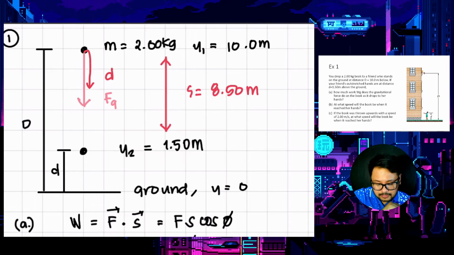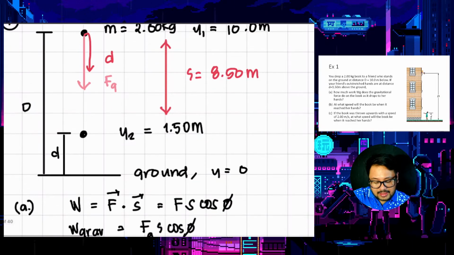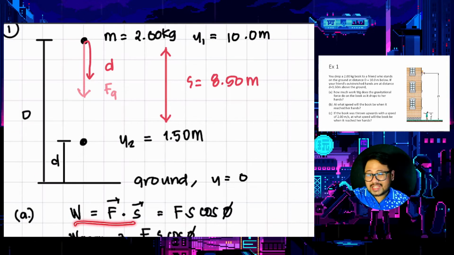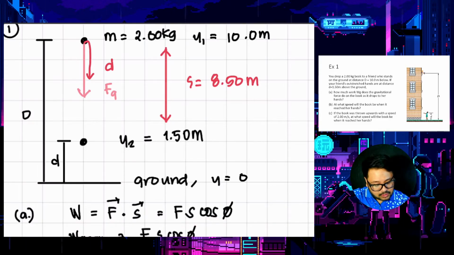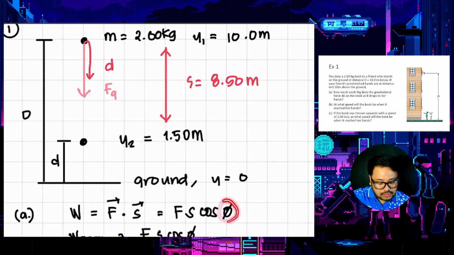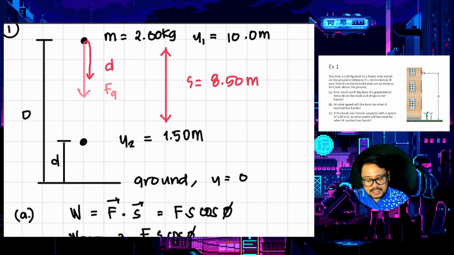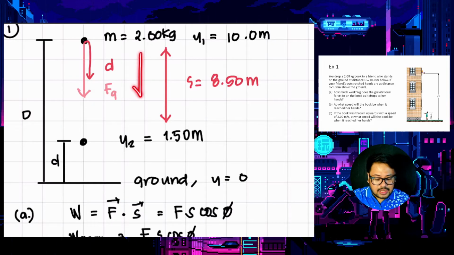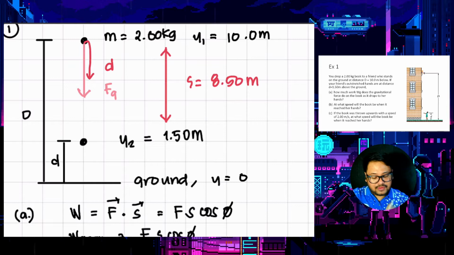Okay? So with that, we have the formula for work, that is just F dot S, the definition of work, or that is just Fs cos phi, wherein it's force times the distance times cosine of the angle between your displacement vector and your force. And mind you, our force here is actually the force exerted by gravity. And then this is our displacement. Our displacement vector is actually going down since it is freely falling.